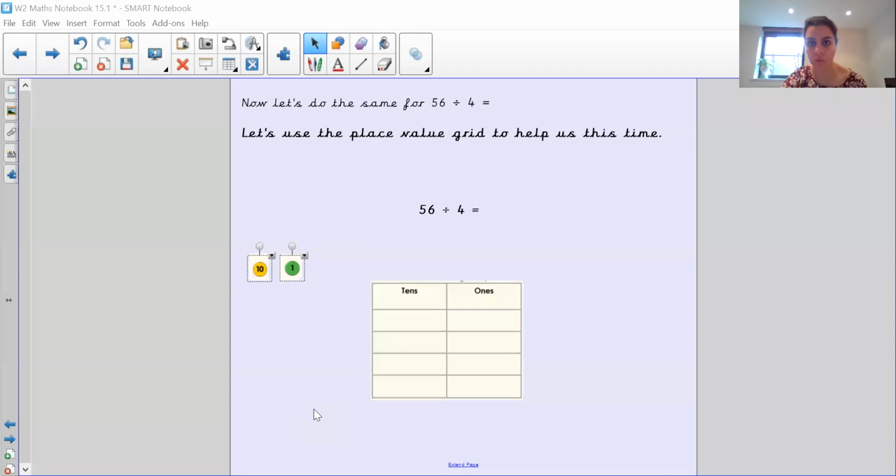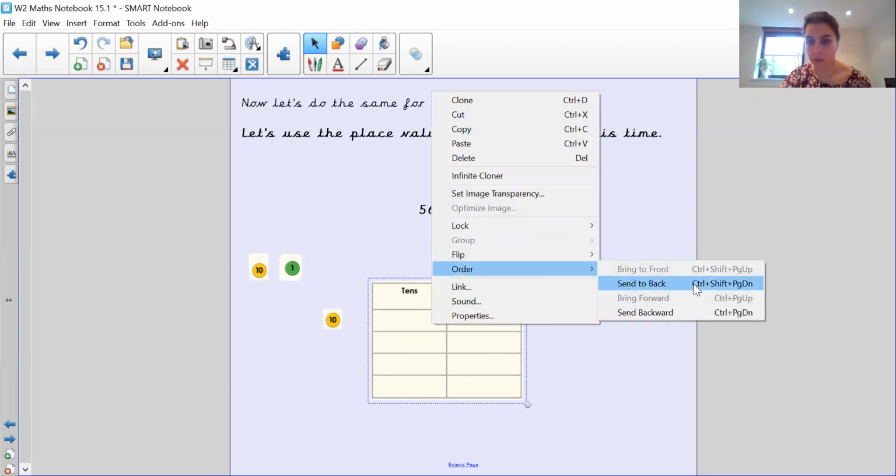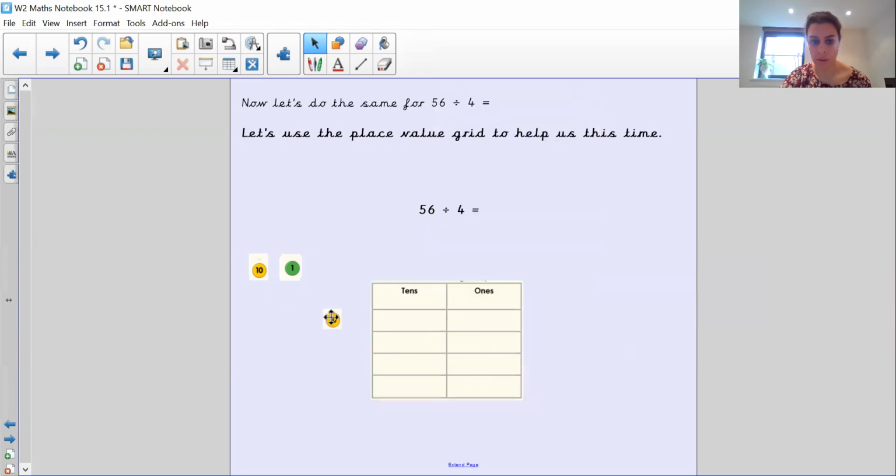So hopefully you've now drawn your table to help you, and then we're going to draw our counters to help. So we look at this, we've got 5 10s and 6 1s. I'm going to start by sharing my 10s, which I can't do because this is in front. There we go. 1, 2, 3, 4. Now I've got 1 left over. Talk to the adult in your room or your teddy bear. What could I do with that 10 now?